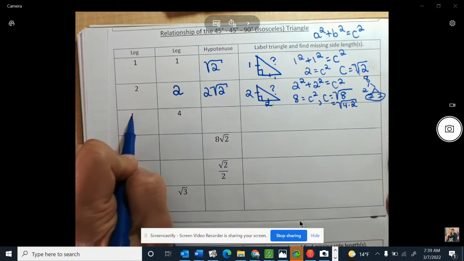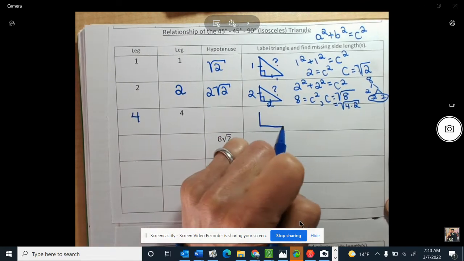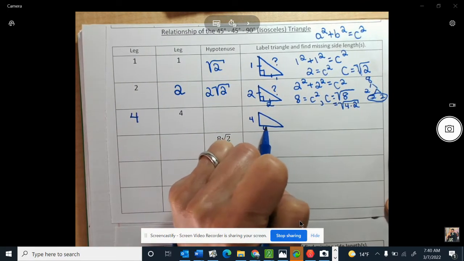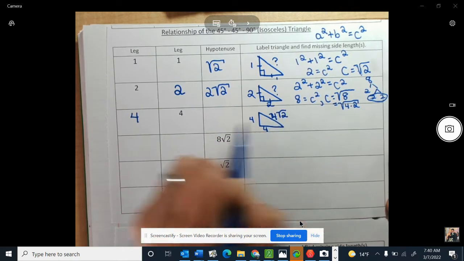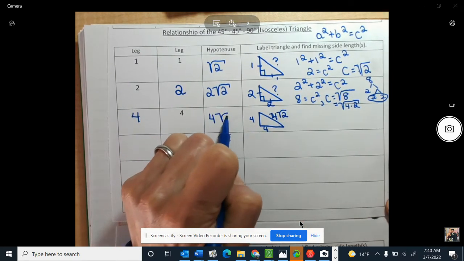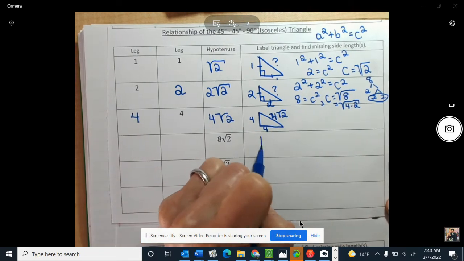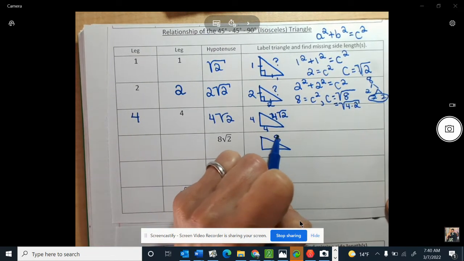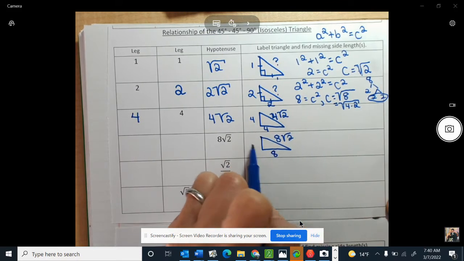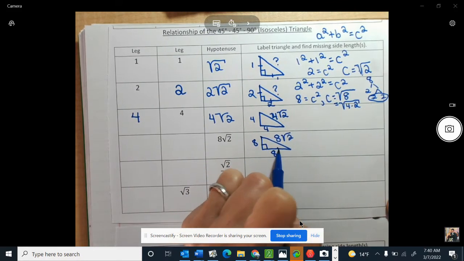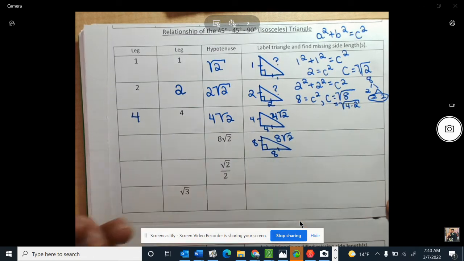Now using this pattern, we can draw our triangles and know that whatever the legs are, we just multiply it by the square root of 2. Or if we know the hypotenuse is something times the square root of 2, then that something is the sides or the legs of the triangle.